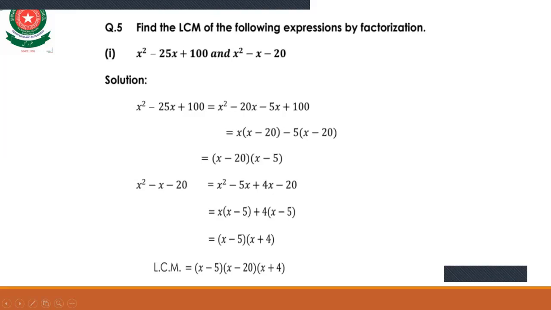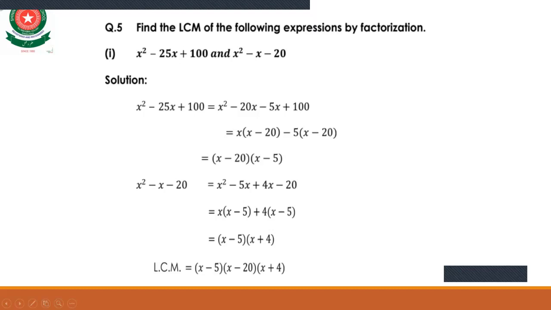And here is x square minus x minus 20. You can write minus x as minus 5x plus 4x. Here x is common, remaining will be x minus 5, plus 4 is common, remaining will be x minus 5, because 4 ones are 4, 4 fives are 20. The common factor is x minus 5, remaining will be x plus 4.